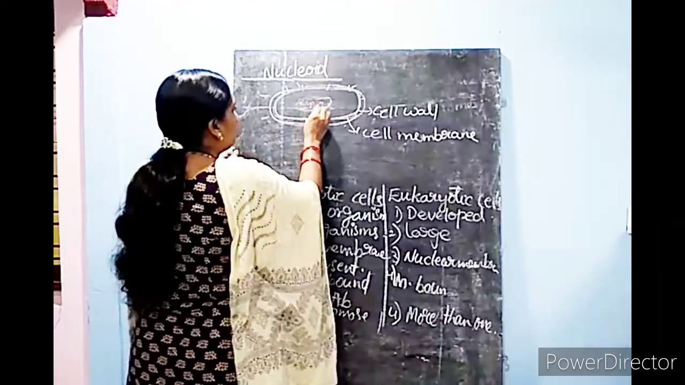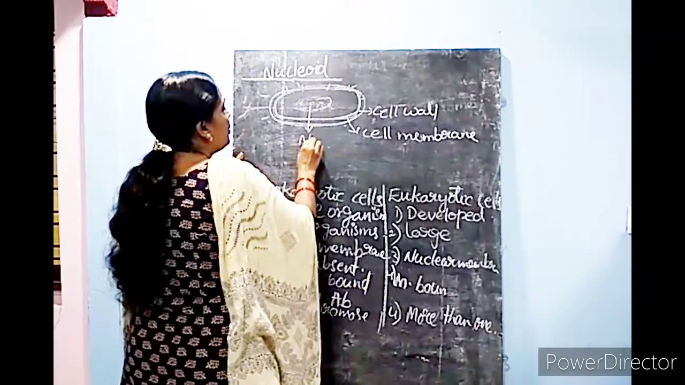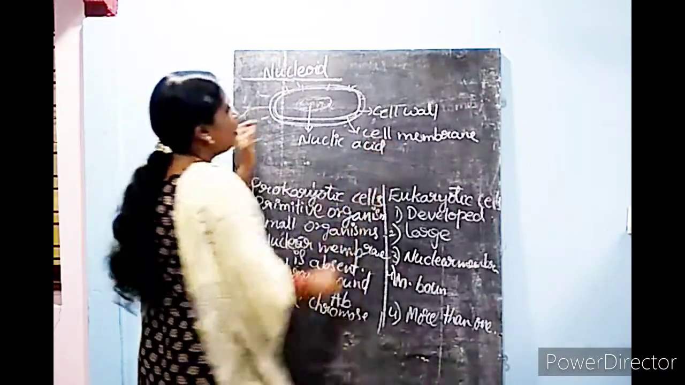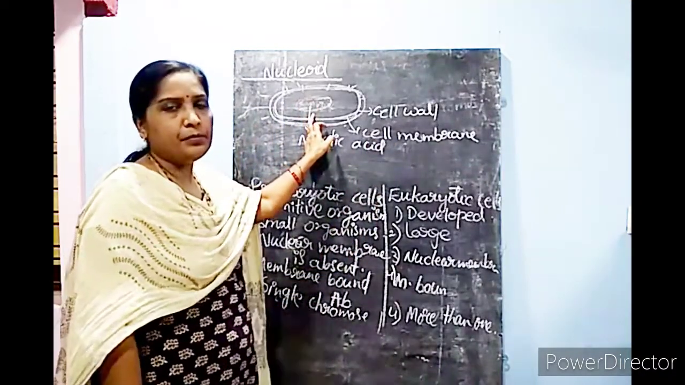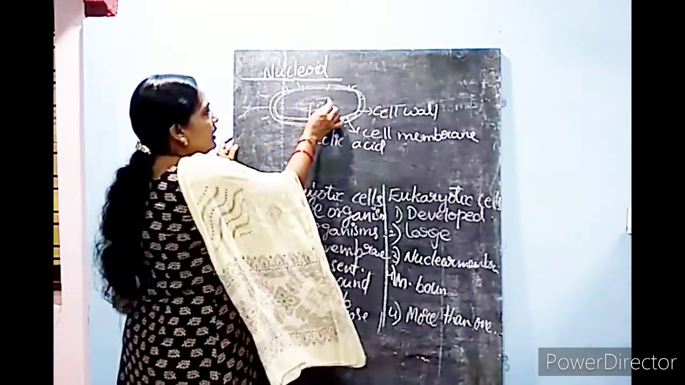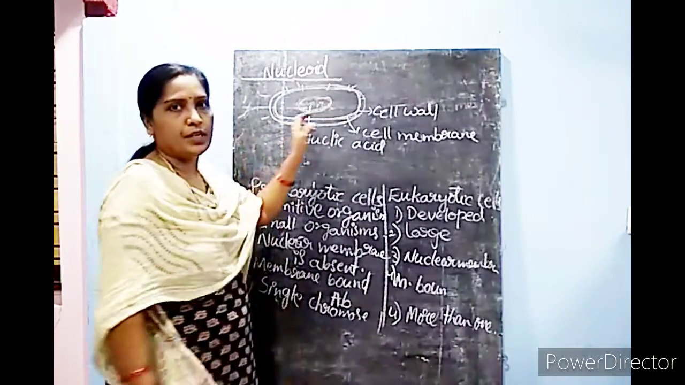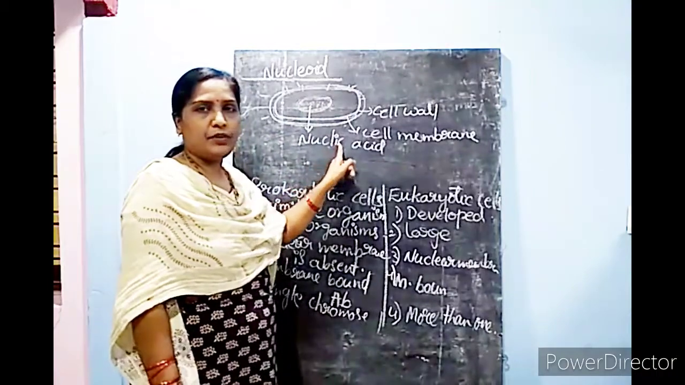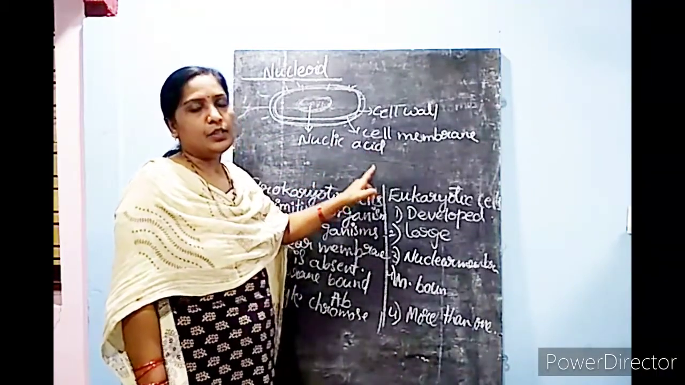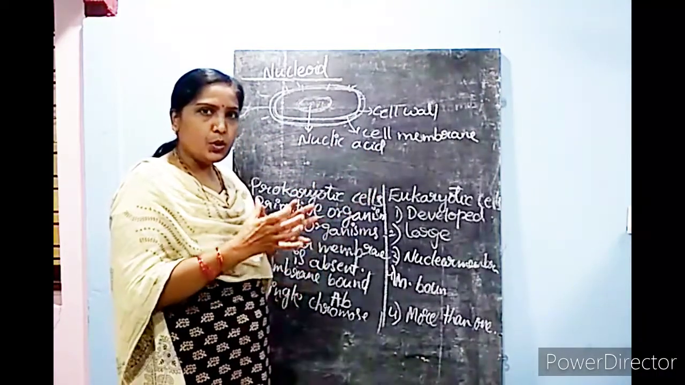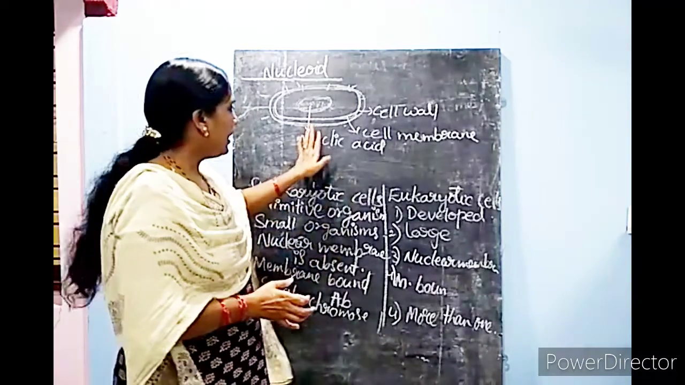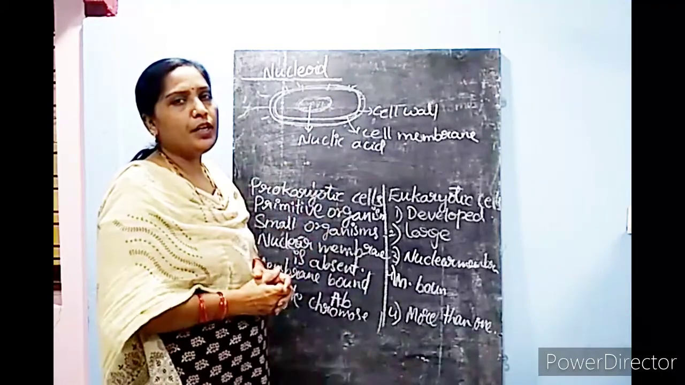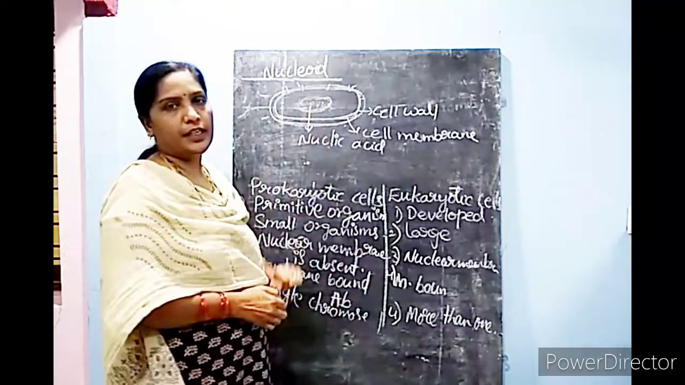Poorly defined nucleic acids are present. Inside a nucleus the nucleoplasm should be there, but instead of nucleoplasm, the bacteria has nucleic acid. Wherever the nucleic acid is present, that is known as the nucleoid. So the nucleoid is present in bacterial cells.